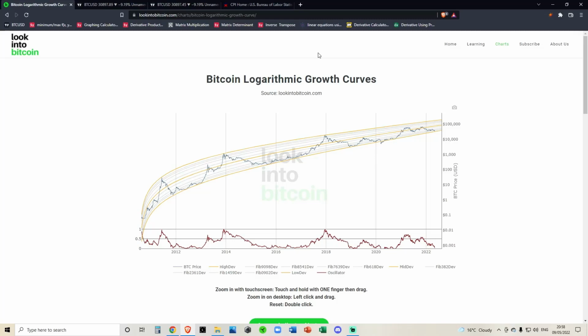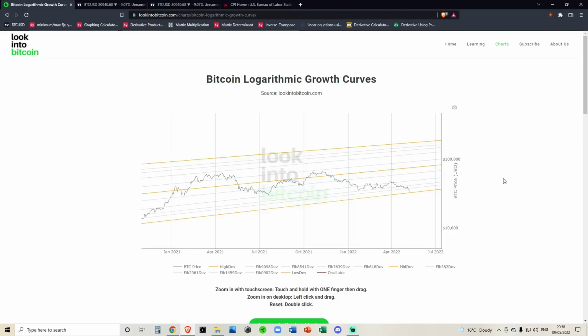Now, let's first of all get a few things straight and let's agree on a few things. We all agree this is the bull market top of 2011, right? This was a bull market. We all agree the run up at the top of 2013 here was a bull market. We all agree the run up at the top of 2017 here was a bull market. And we all agree what we just experienced was a bull market.